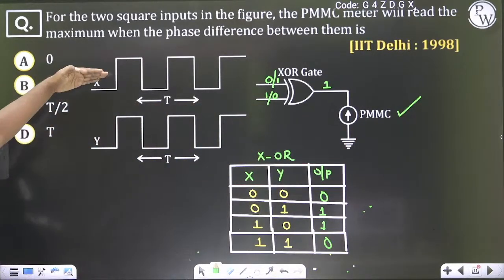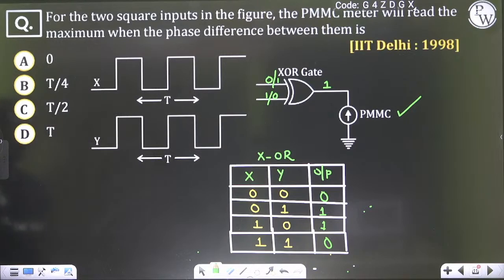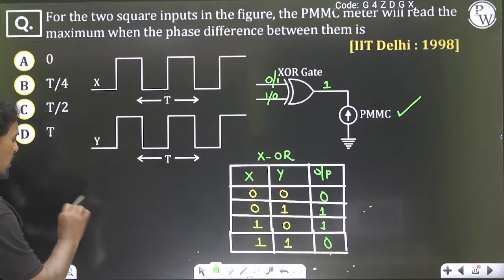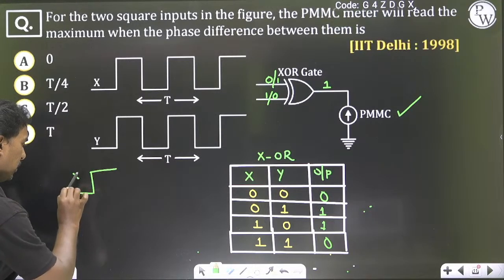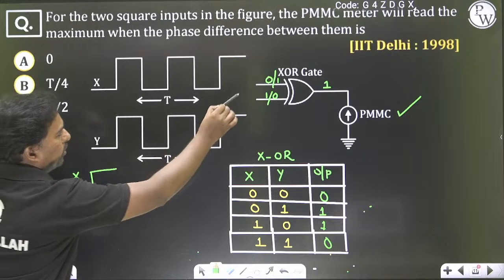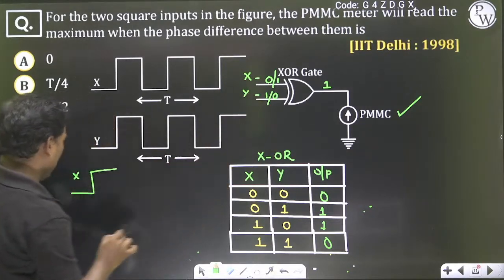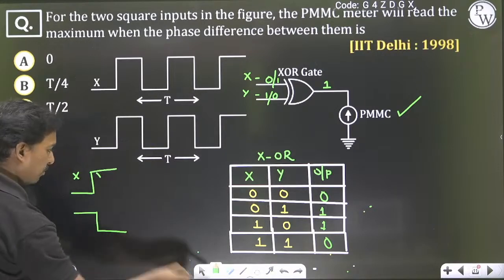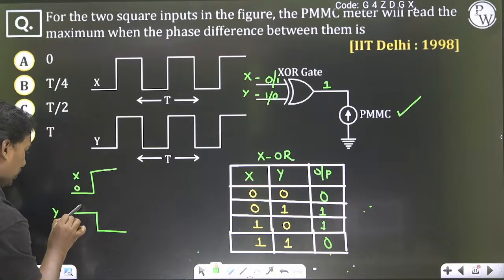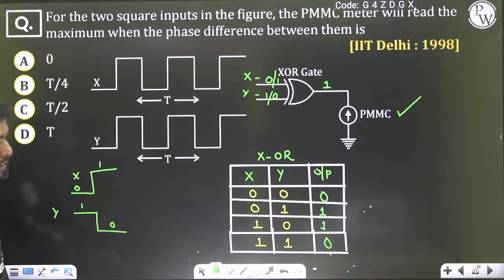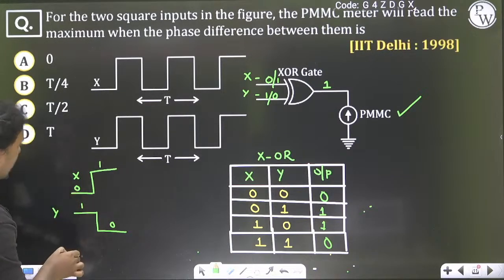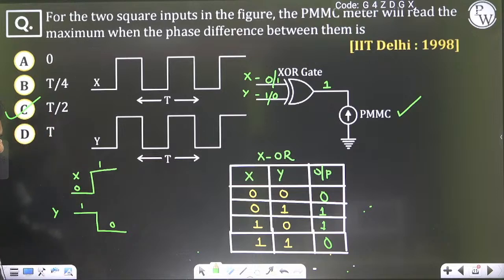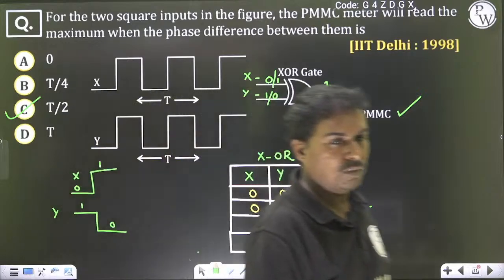That is not possible when both are in the same phase. So there should be a phase difference. How much phase difference? If X is like this, Y should be the opposite. This is X, this is Y. When X is 0, Y should be 1, and when X is 1, Y should be 0. That means the phase difference must be T by 2. So that is a very good quality question.